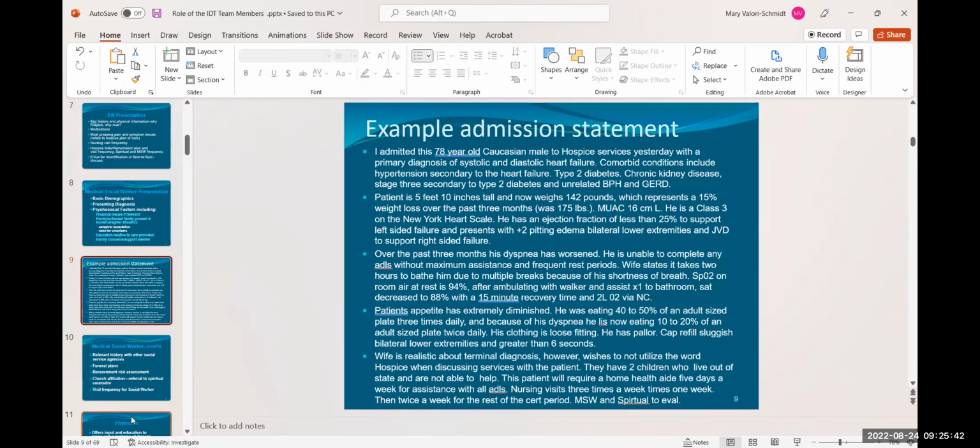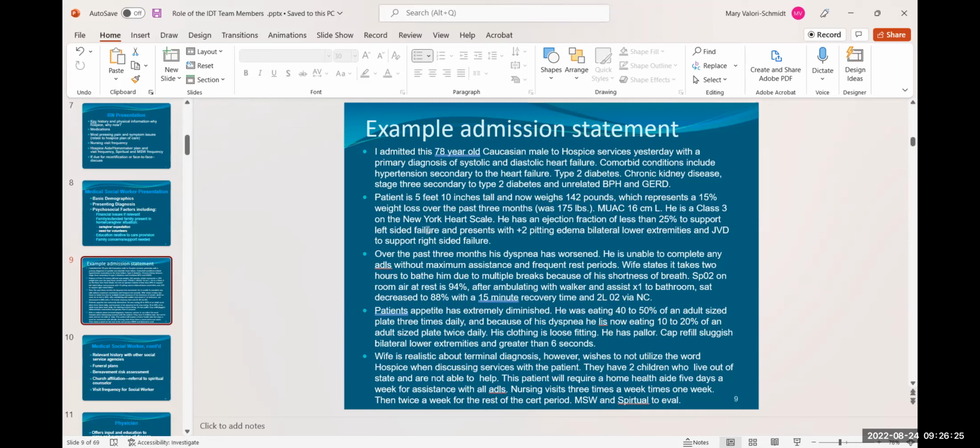I threw in here some example admission statements, just the basic stuff. What's going on, right? So this is a 78-year-old. I'm not going to read this to you, but you see how I have his age, sex, the primary diagnosis, the comorbids, how tall he is, what he weighs, and the weight loss should be represented as a percentage over how much time. Always a MAC, always a MAC, always a MAC. I have to say that over and over again, because time after time, no MAC. If the patient can't get on a scale at some point, and that's going to happen, then we don't know what the decline is.